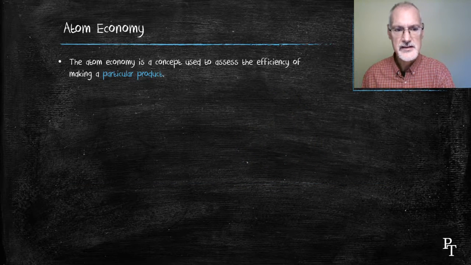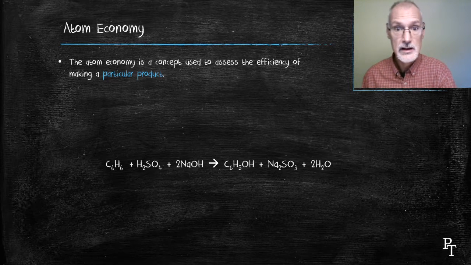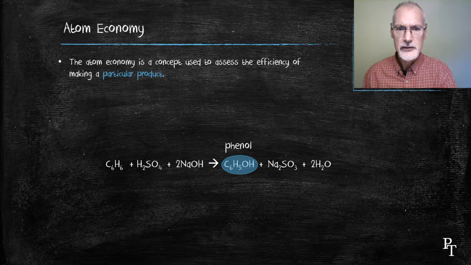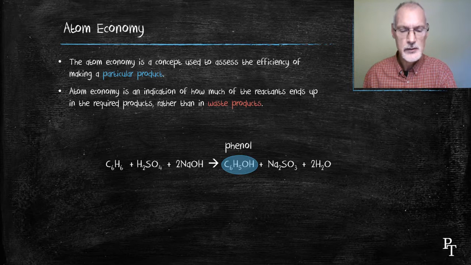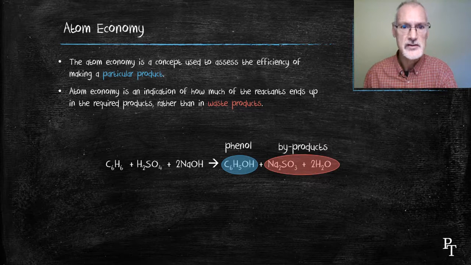Atom economy is a concept that assesses how efficient it is in making a particular product. Let's say we have a chemical reaction, and the product I'm interested in making is this chemical called phenol. Atom economy also gives me some indication of how much waste product there is. In this case, the other two substances that I make would be considered waste or byproducts, as the atoms aren't being used to make my valuable product.